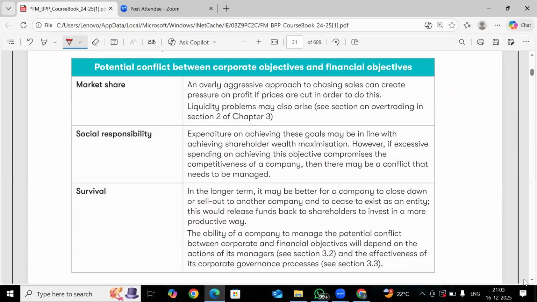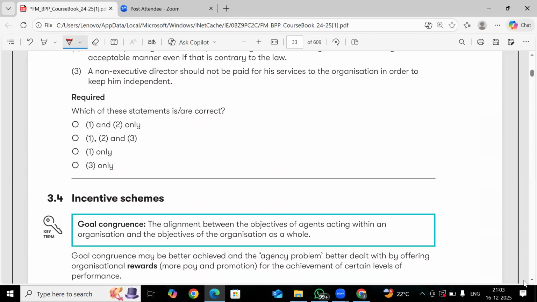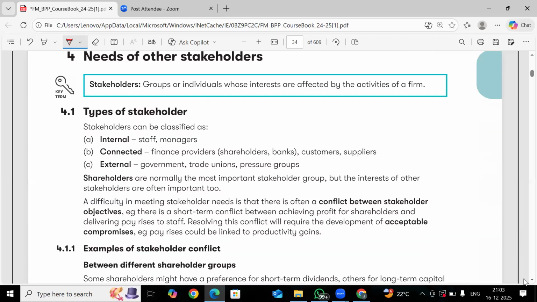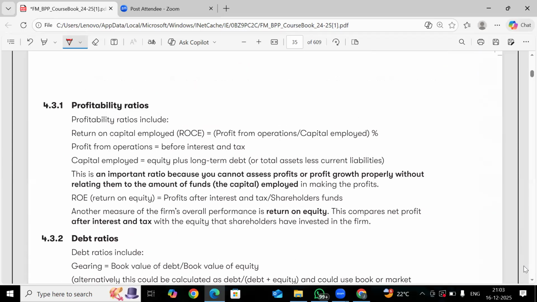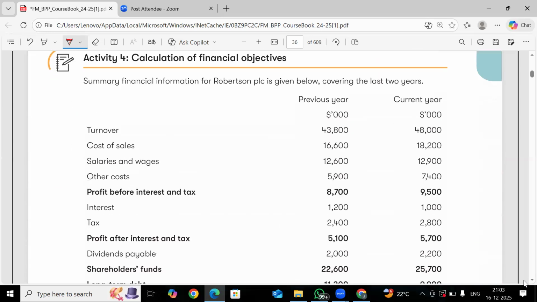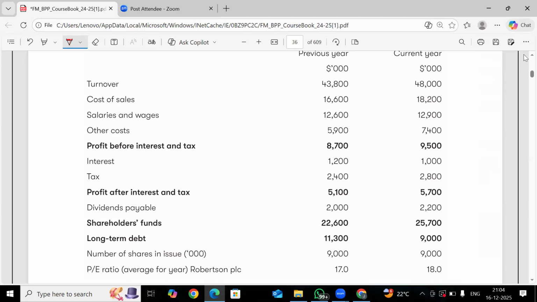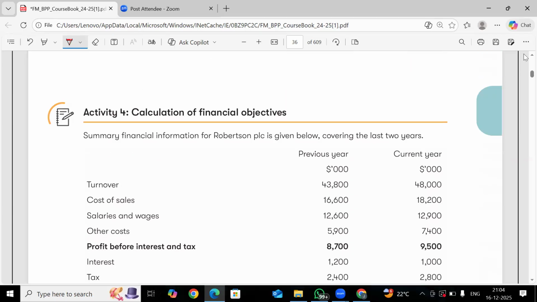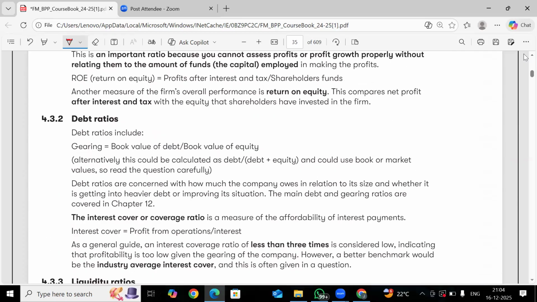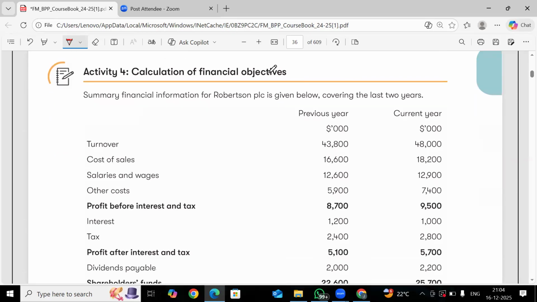We have already done the ratios, right? I want you to do one question fast. We will discuss all this, don't worry, in the next class. I'm giving an activity. They're asking you to find out the ROCE, interest coverage, and total shareholder return fast. The data is in front of you. I'm waiting, because the ratios part is done from the first chapter. Entire ratios have been covered. So I'm not going to cover this, but I'm going to solve the activity with you. Come on, take this.